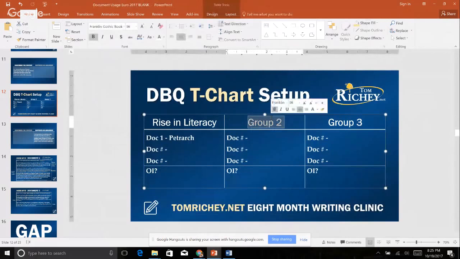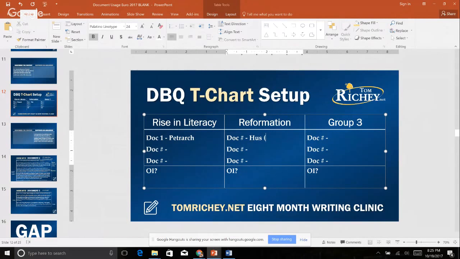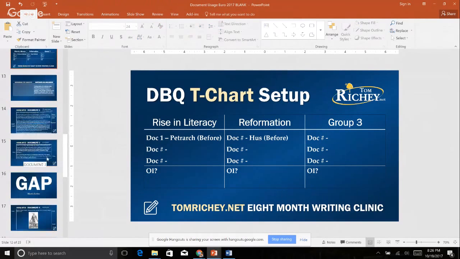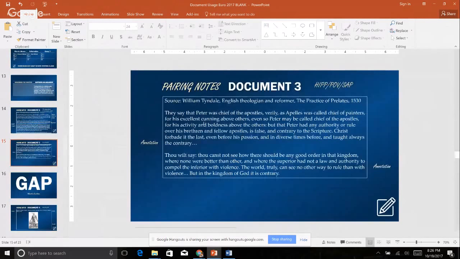Now, the thing is, I'm just going to bank on there being another Reformation document. So we're going to note the Hus, and we're going to note this is before, making some little notes here, like Petrarch is a before document. So Hus and Petrarch were both dealing with before the printing press. Now let's take a look at document 3.